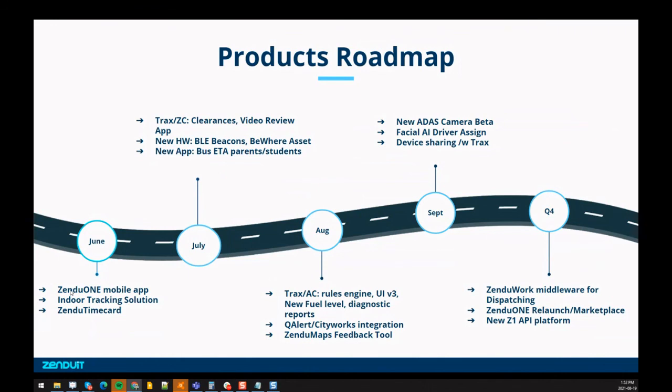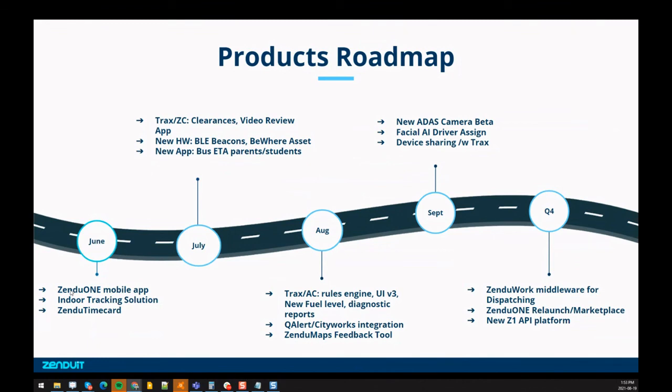This month, we're currently working on a rules engine. So we're updating our rules engine, with new fuel level and diagnostic reports for some of the trackers we have. We're interfacing with Q Alert and CityWorks government applications, and the ZenduMaps feedback tool, which we've shown. Next month, we'll be launching the beta for our new camera. We're launching a new ADAS camera solution, so stay tuned.